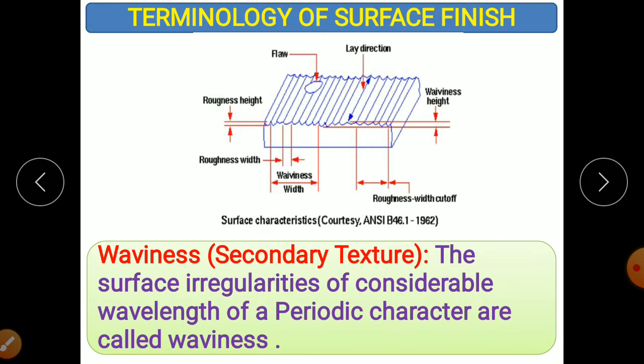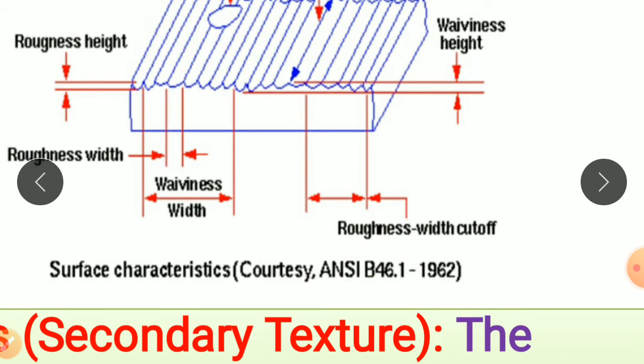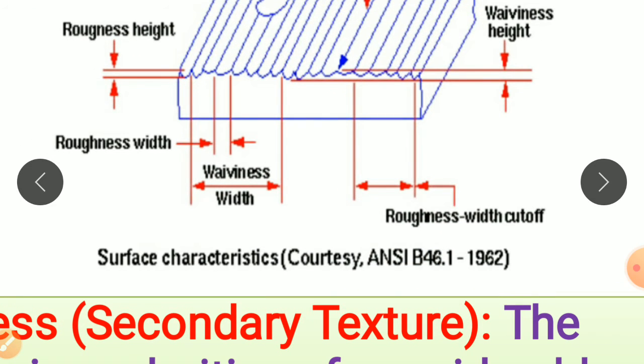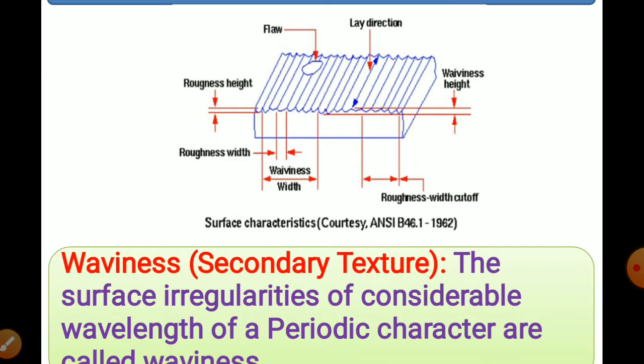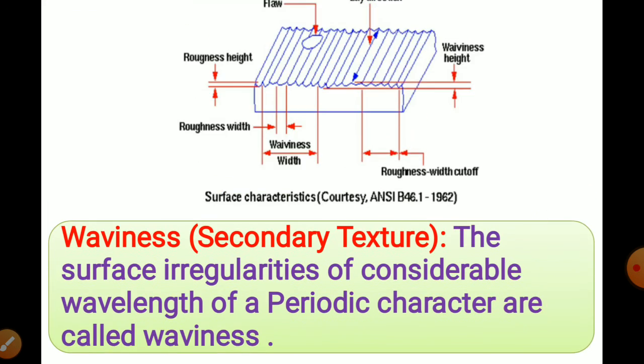So next is waviness or secondary texture. You can see the waviness height is mentioned. If I zoom here, waviness indicates the surface irregularities of considerable wavelength of periodic character, which are called waviness. Here we are going to take it as a secondary texture.